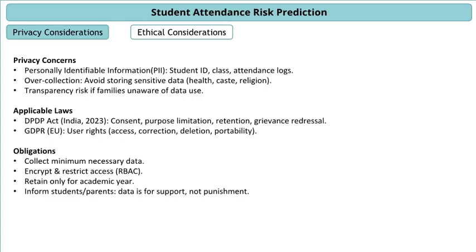From a compliance perspective, India's Digital Personal Data Protection Act requires consent, clear purpose limitation, retention policies, and grievance redressal. For any international students, GDPR also applies, ensuring rights like access, correction, deletion, and portability. To stay compliant, we only collect the minimum required data, encrypt and restrict access through role-based controls, and retain data only for the academic year. Families are also clearly informed that the data is used strictly for support, not punishment.